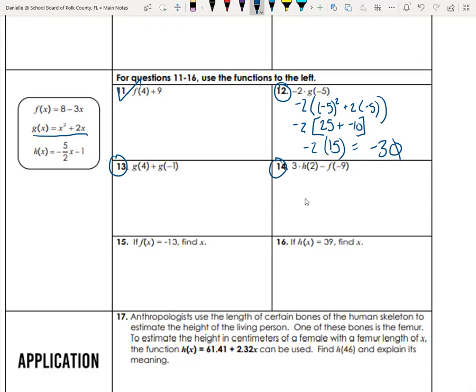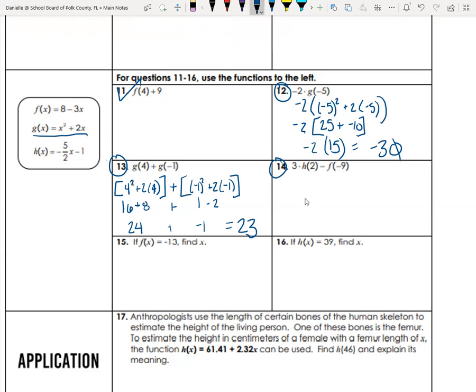G at 4, so I'm going to take g at 4. So I'm going to have 4 squared plus 2 times 4 plus g at negative 1. So negative 1 squared plus 2 times negative 1. We'll solve this one first. 16 plus 8 gives me 24. And I end up with 1 minus 2, which gives me negative 1, which gives me 23.